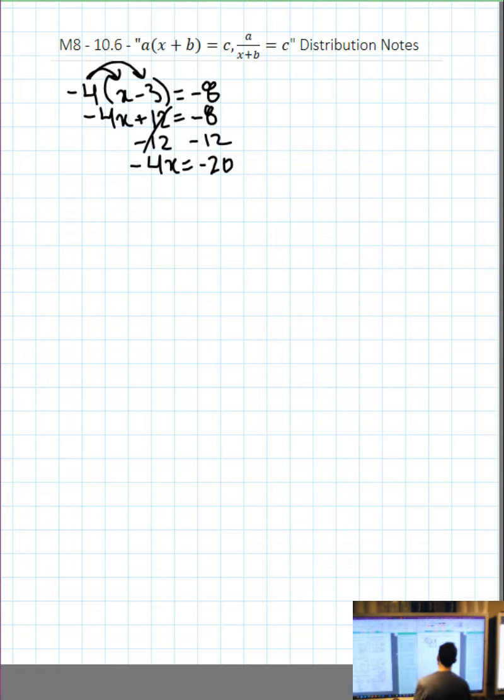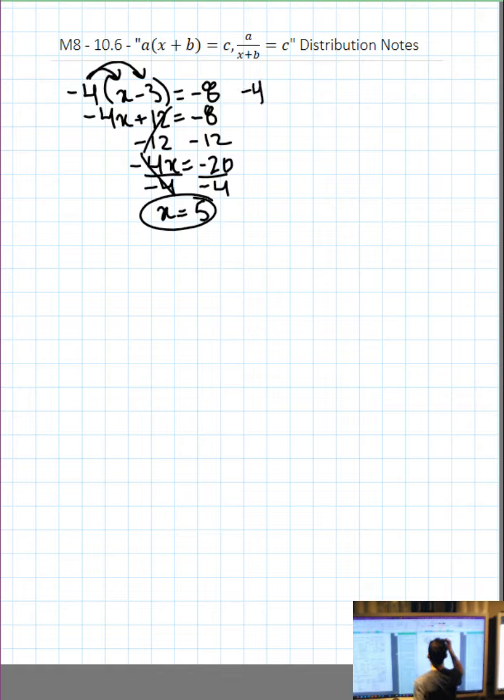Now on the left-hand side, we have negative 4 times x. The opposite operation of times is divide, so we want to divide both sides by negative 4. On the left-hand side, negative 4 over negative 4 is 1. Cross it off. X equals 5. Circle your answer. Check your answer.